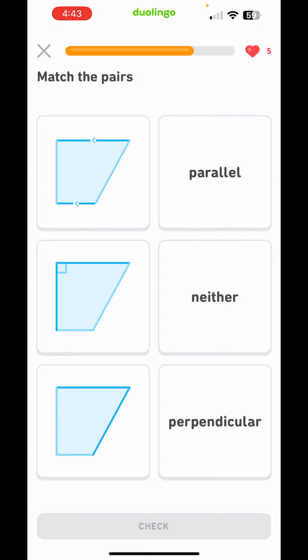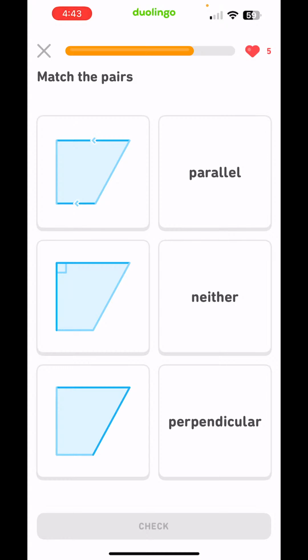All right, match the pairs. Trust me, I'm a quantum physicist. Oh, so you're really good at this stuff then. This is like baby work to you. You can do this with your eyes closed. Oh, that's awesome. Wow.